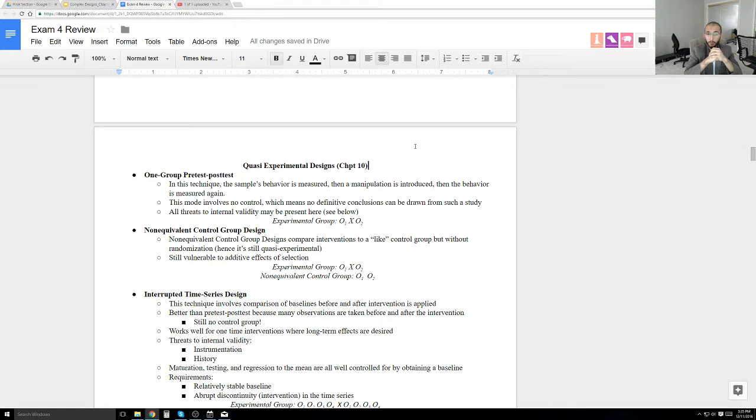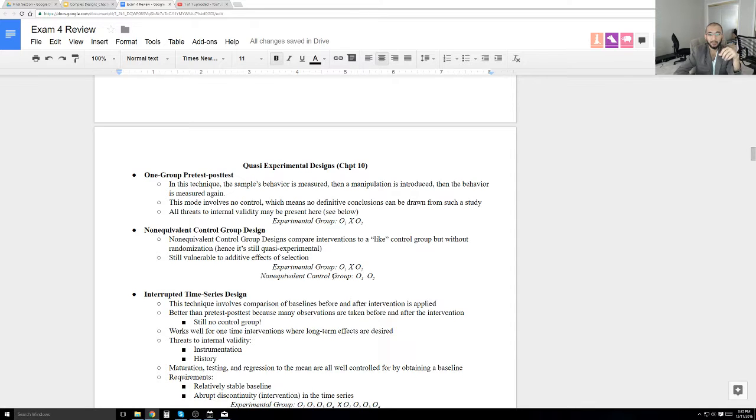Now, in the one group, pre-test, post-test, quasi-experimental design, we're using one experimental group. We're measuring once, having an intervention, and then measuring again to see if there's a difference. This method is poor. It involves no control. No definitive conclusions can be drawn from such a study because there's no control, and all threats to internal validity may be present here, which we'll speak about separately.